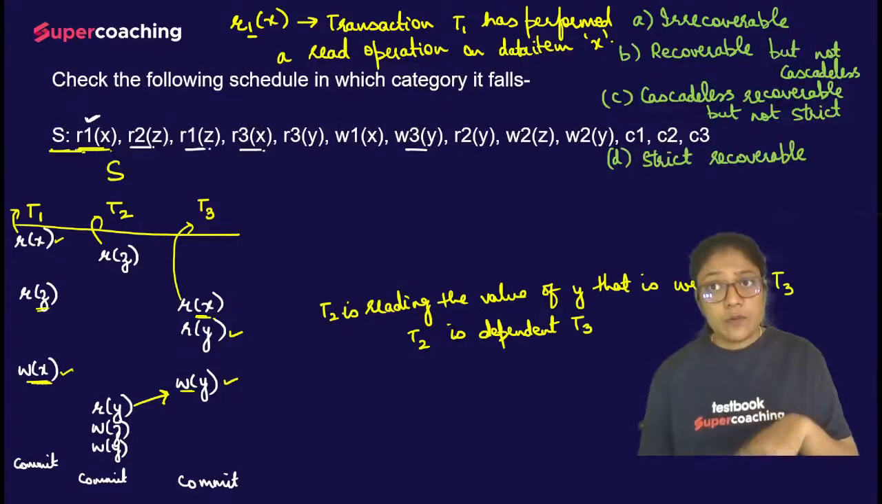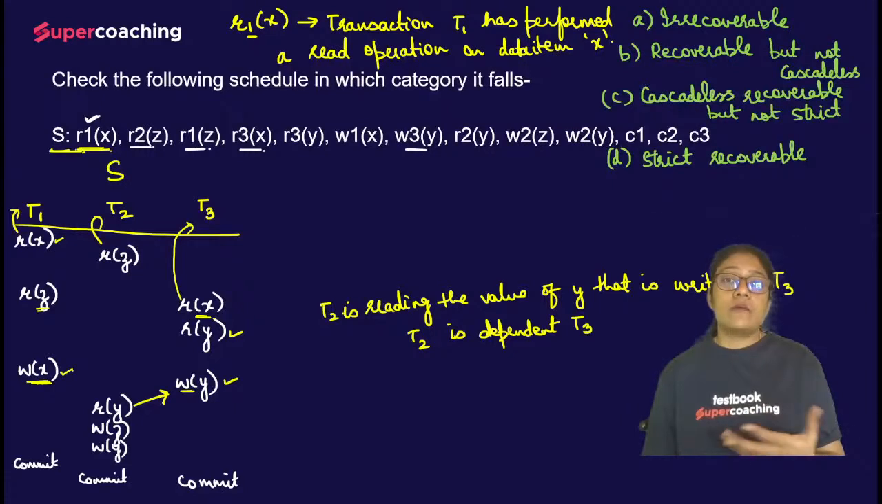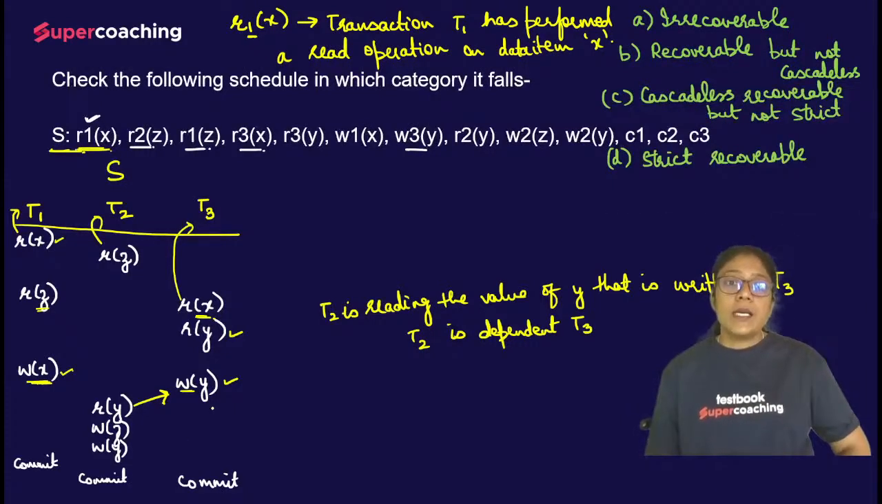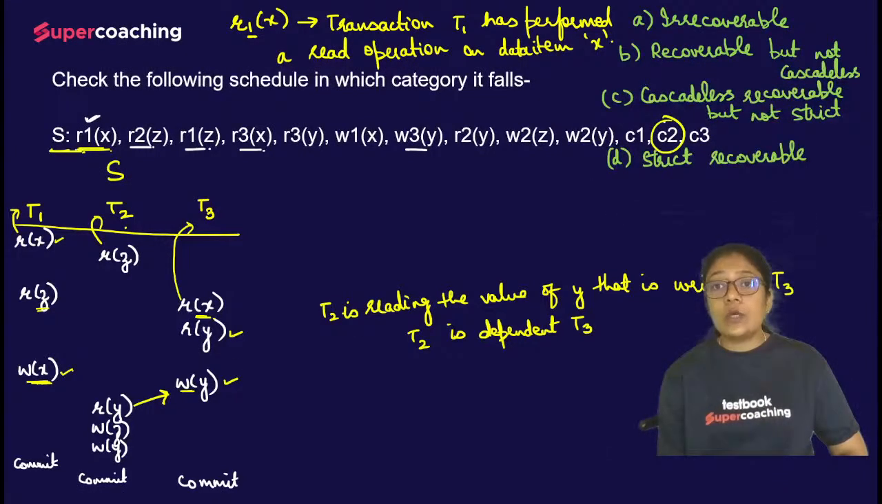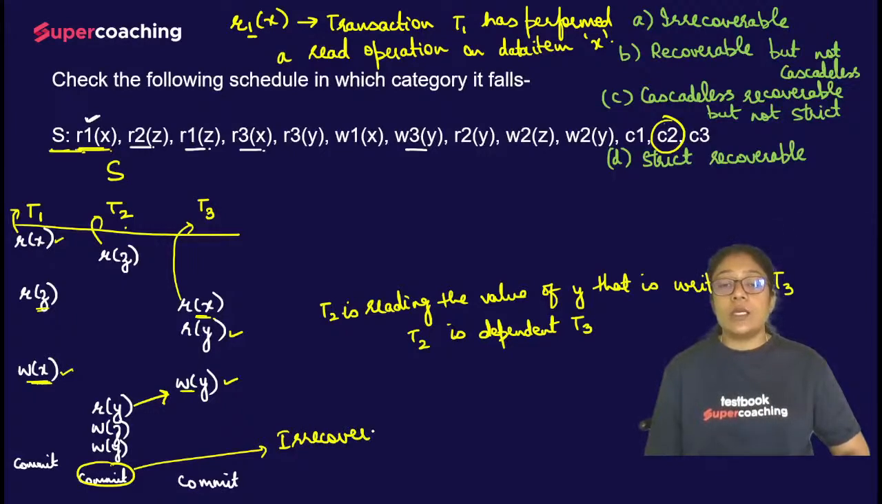अगर recoverable है, then we'll check whether it's cascadeless recoverable or strict recoverable. Recoverability के लिए जो dependent transaction है, it should not get committed first. यहाँ पे T2 is dependent and इन दोनों में से कौन commit पहले हो रहा है? T2 gets committed first. So dependent transaction पहले commit हो रही है, so this results into irrecoverable schedule. So we can say that the given schedule is irrecoverable. So the answer for this question is option A. So this is how you have to handle the questions on the basis of recoverability. Make sense?